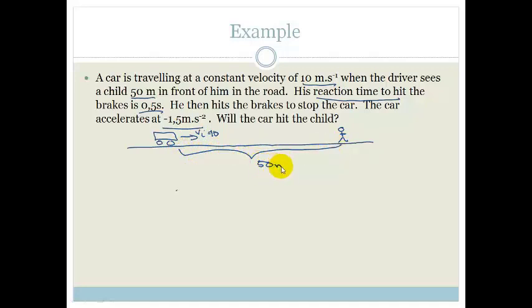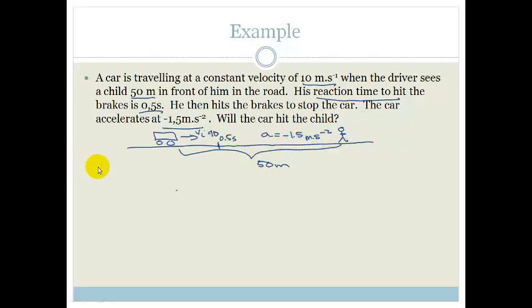50 meters. But his reaction time is 0.5 seconds. So it takes 0.5 seconds before he hits the brakes. The car then accelerates at a negative 1.5 meters per second squared. And they want to know, will he hit the child?